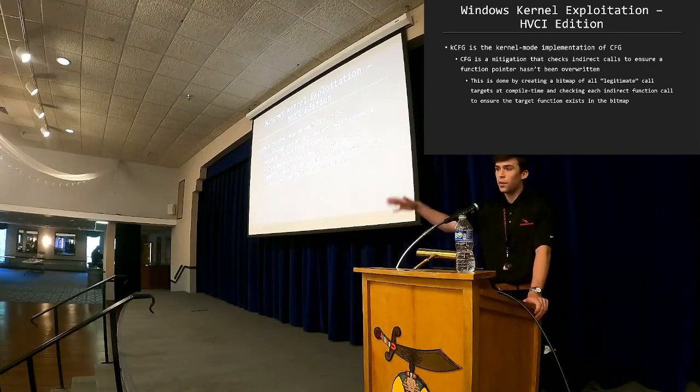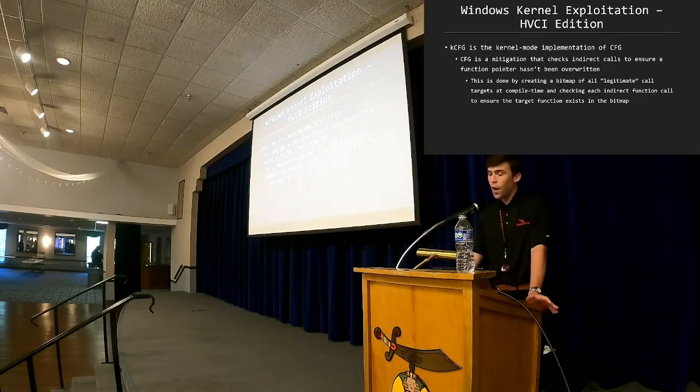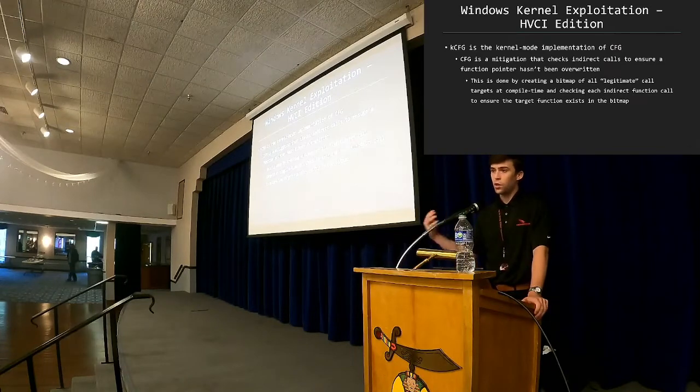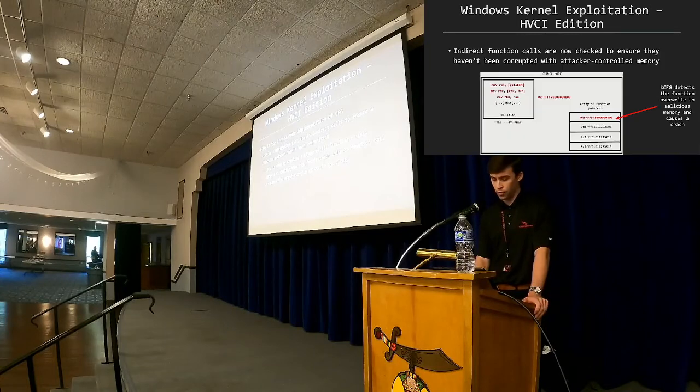So you develop your application, you may call into 5 different functions. At compile time, a bitmap is created with that information, and any time an indirect function call happens, we check that bitmap to say, hey, is this a valid call target? Is this a legitimate function we know about? If it's not, we crash the process.